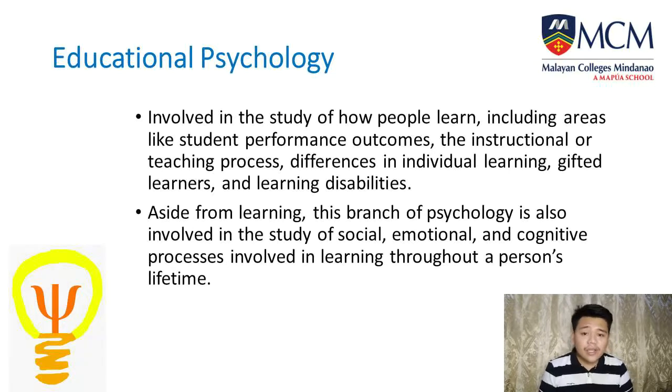Next, we have educational psychology, and it is involved in the study of how people learn, including areas like student performance, outcomes, the instructional or teaching process, the differences in individual learning, gifted learners, and learning disabilities. It is all covered. And aside from learning, this branch of psychology is also involved in the study of social, emotional, and cognitive processes involved in learning throughout a person's lifetime.